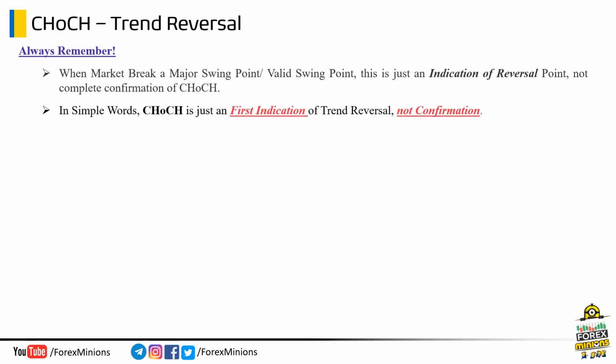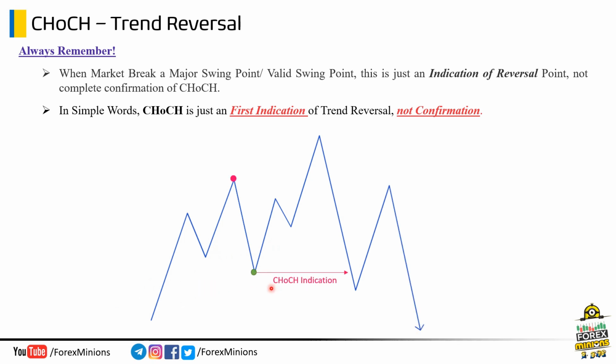Now, let me tell you one most important thing about change of character: when the market breaks a major swing point, this is just an indication of a reversal point, it's not a complete confirmation of CHoCH. I repeat, CHoCH is just a first indication of trend reversal, not a confirmation. So, whenever we get the first indication of trend reversal, I mean the CHoCH level, it doesn't mean you directly sell at this point. We need a set of rules to confirm the trend reversal. Let's study these rules in complete detail.